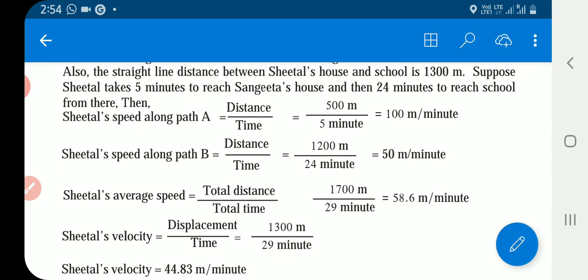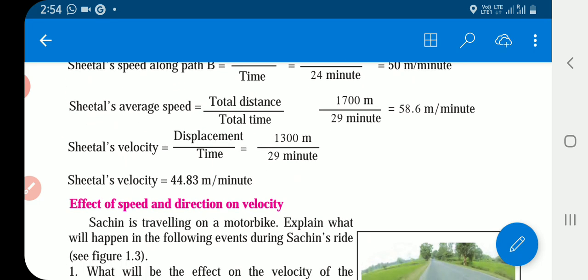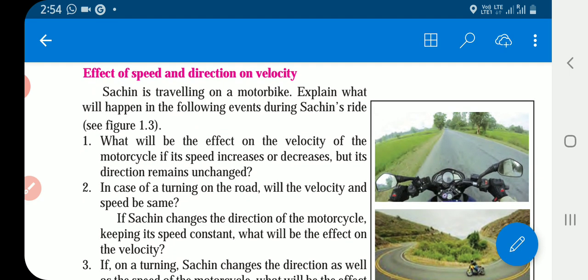You can also calculate average speed, which is total distance upon total time. Total distance is 1700 meters and the time is 29 minutes. So that gives Sheetal's average speed. You can also calculate Sheetal's velocity, displacement upon time. Now, what are the effects of speed and direction on velocity?